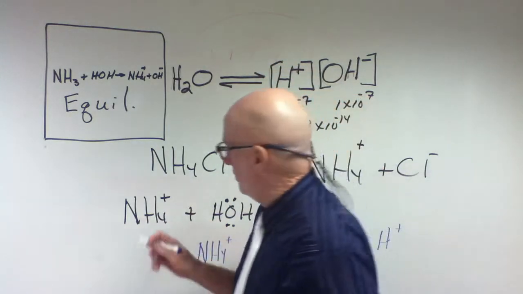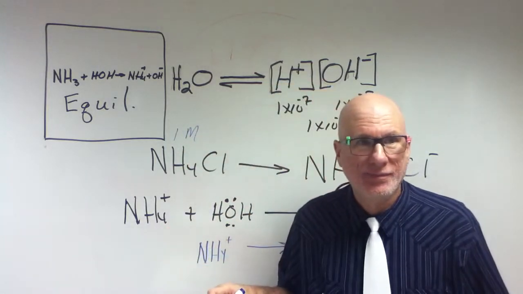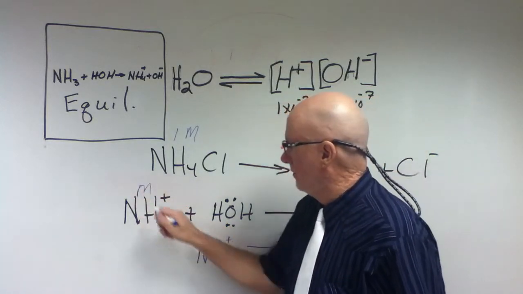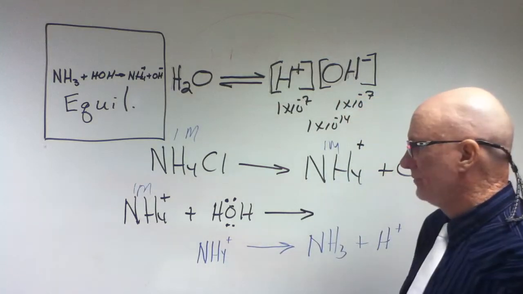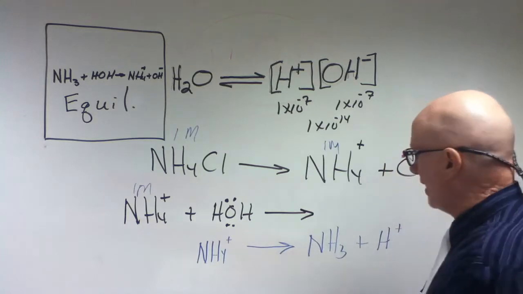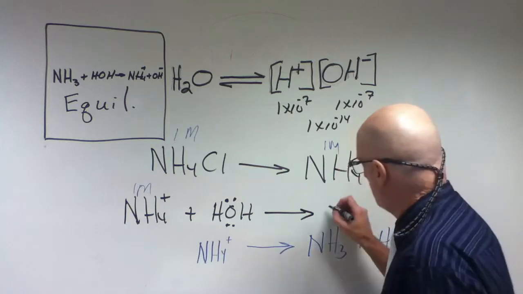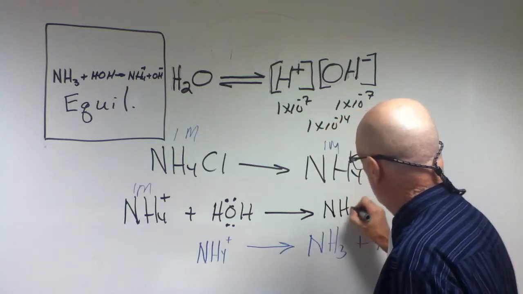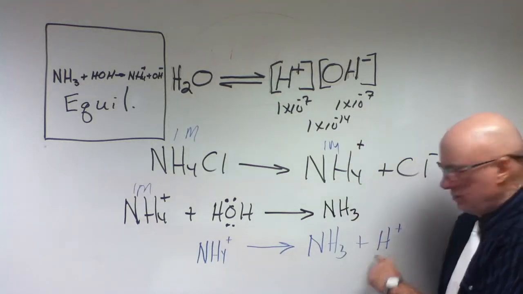So if I put 1 mole of this in, I'm going to get 1 mole of this. So what am I producing? I'm going to produce ammonia, and I'm going to produce this, which is going to go where?